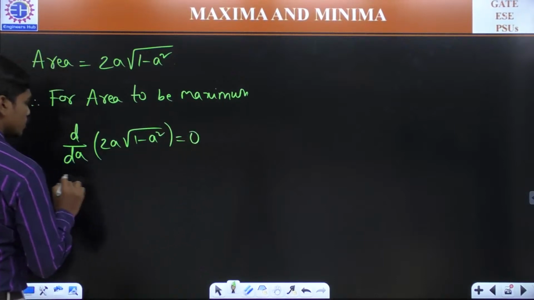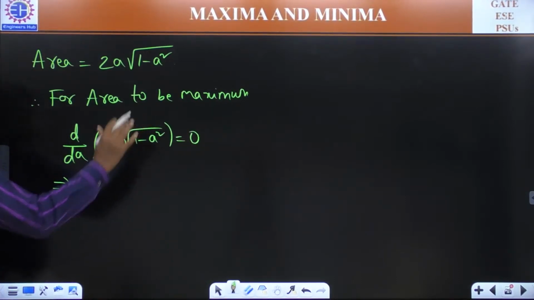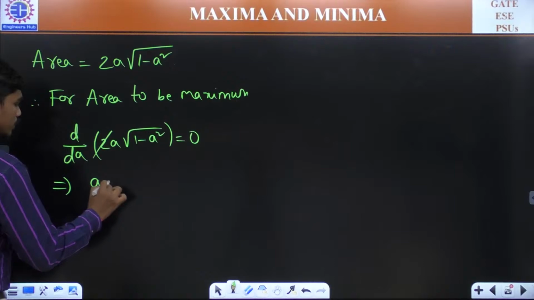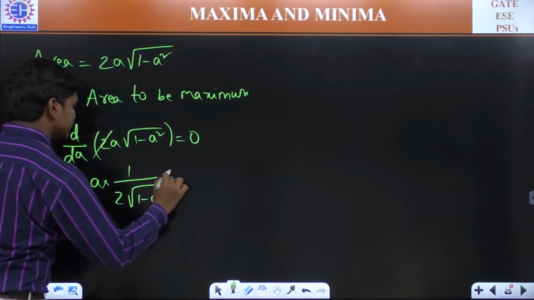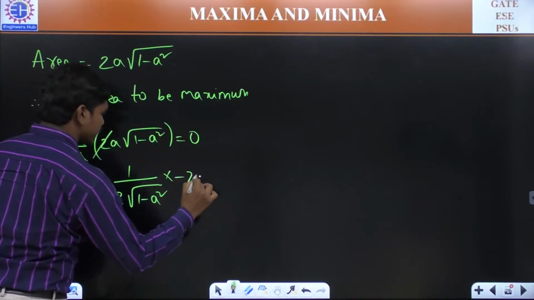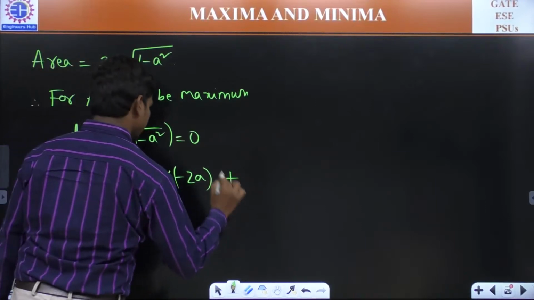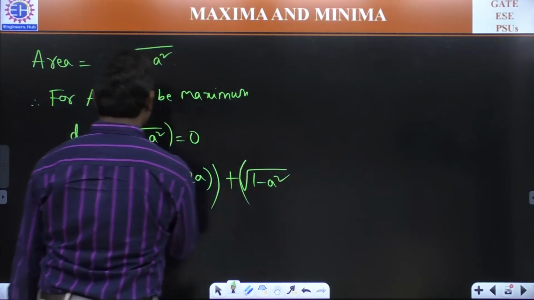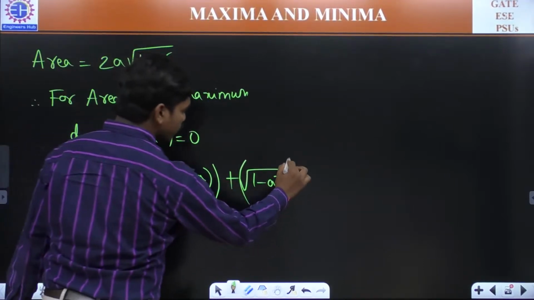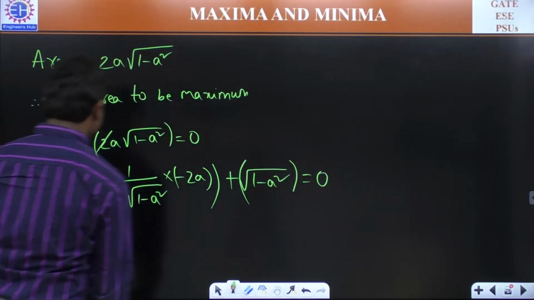So let us do this. Of course, this 2 is a constant, so we are cancelling this here. A into derivative of this is 1 by 2 root of 1 minus A square into the derivative of 1 minus A square, which is minus 2A, plus root of 1 minus A square into 1, because when you differentiate this A with respect to A, you will be getting 1. So this should be 0.